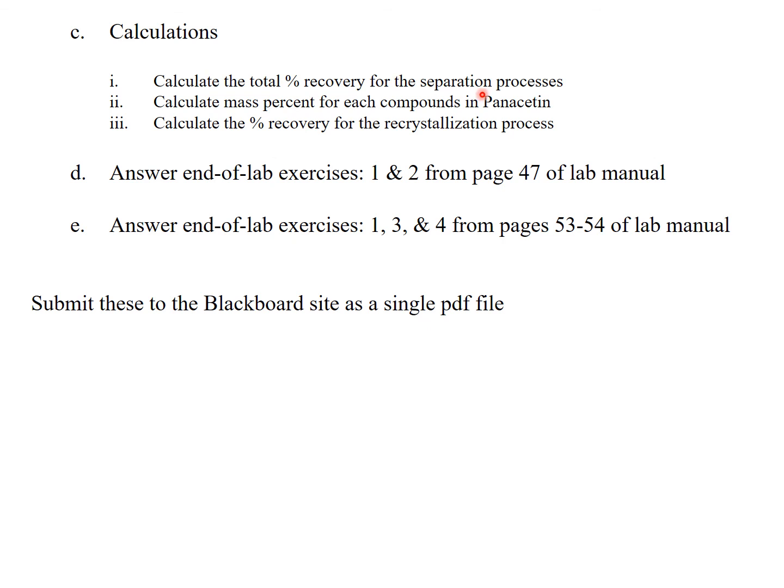And then do some calculations. For the separation process, you should be able to calculate the total percent recovery. You should be able to calculate the mass percent of each component in phenacetin based on the weights that we've measured, and calculate the percent recovery for the recrystallization process. Also, answer the end of lab exercises 1 and 2 from part A on page 47, and answer questions 1, 3, and 4 for part B on pages 53 through 54. And then submit these to the Blackboard site as a single PDF file.